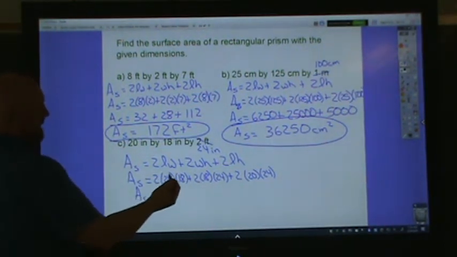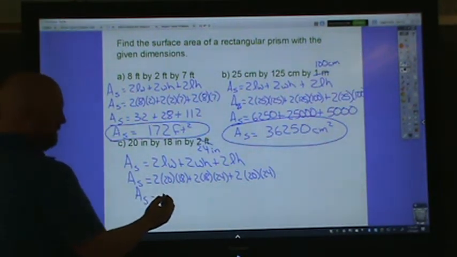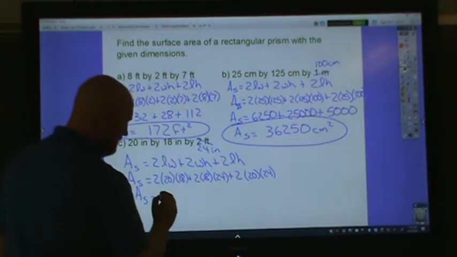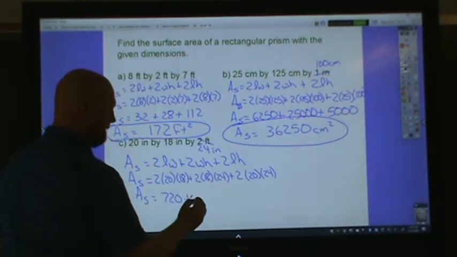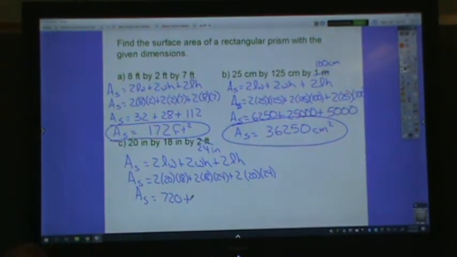So 2 times 18 is 36, times 20 is 720. When I do 2 times 18 times 24, that one's a little bit more challenging. We're going to have to do 36 times 24.